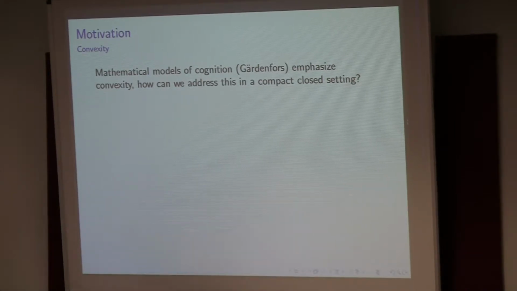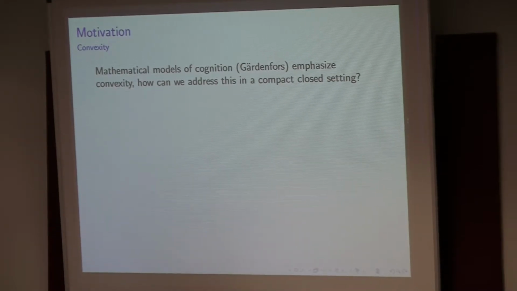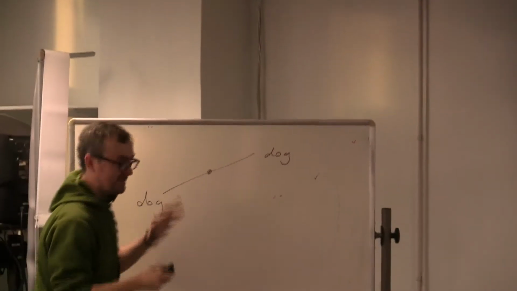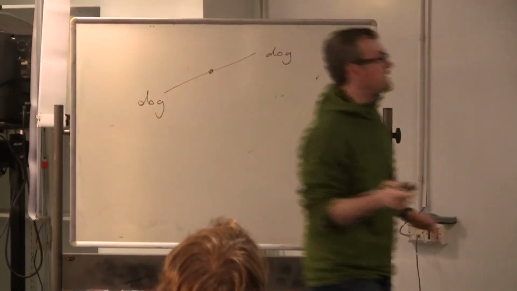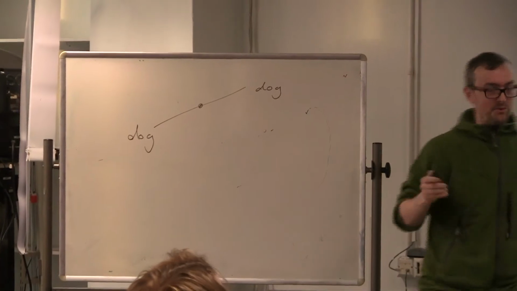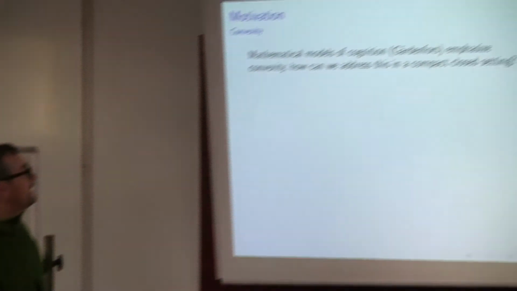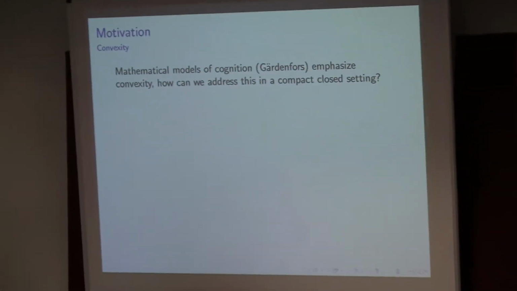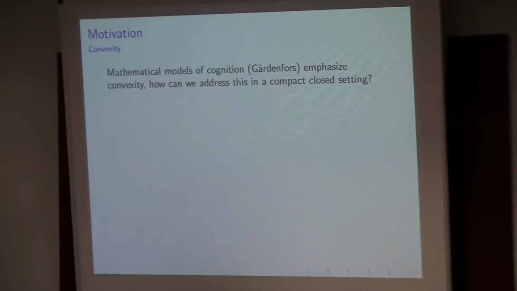So the idea here, very intuitively, is you have a space of descriptions of things in your head, and if this is a dog, and this is a dog, then things in the middle should be dogs as well. So that's where the convexity comes in, all very scientific. Well, that's the idea. Things in between should be similar to the things on the endpoints. Okay, so how are we going to get this important convexity notion involved in some sort of compact closed setting?